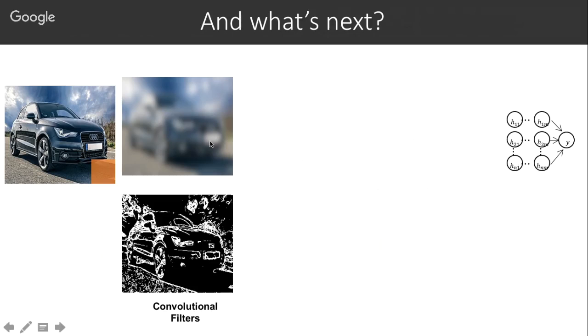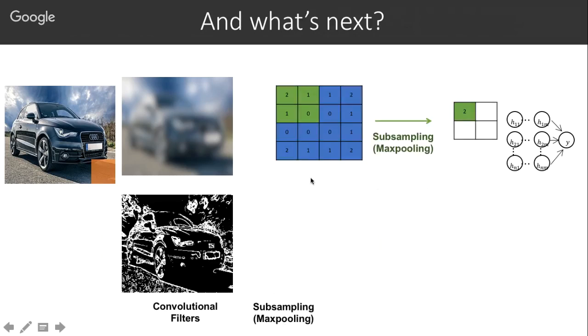So the next step here is a process, a method called max pooling, which is a fancy name for subsampling. So we are basically going to reduce the size of this image, subsample it. And this process is very simple. I have here an example.